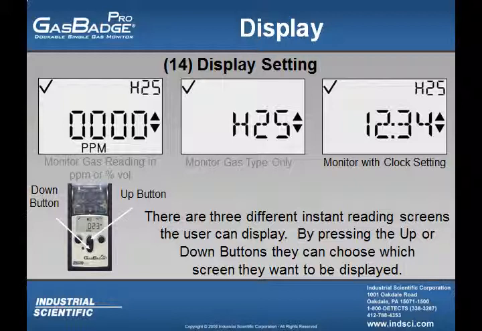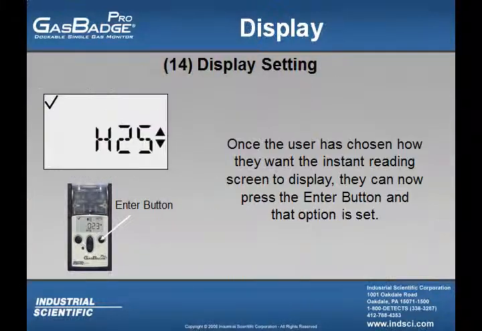What I think is most important to know is that no matter what screen the user chooses, if the instrument reaches a non-safe environment, the meter will still go into alarm. Once the user has chosen what screen they would like to see when they get back to the instant reading screen, they can now press the enter button and that screen is now set.